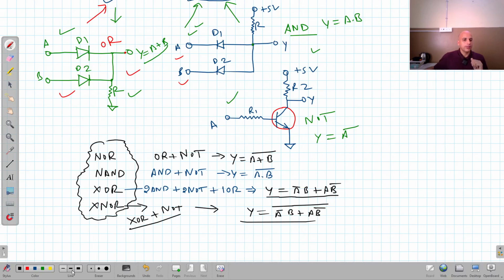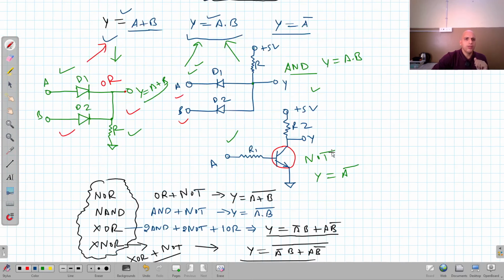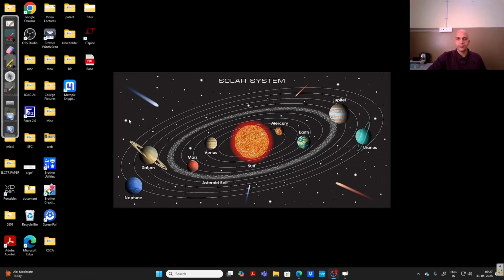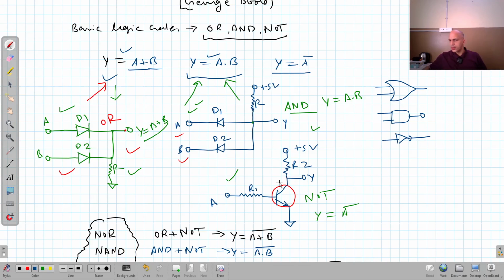As far as the circuit symbols are concerned, we have to remember the logic symbols for all of them, like the OR gate. This is the OR gate, you know very well, for two inputs. AND gate, right? NOT gate. So these are the basic symbols for these basic gates, right? So these are the symbols.